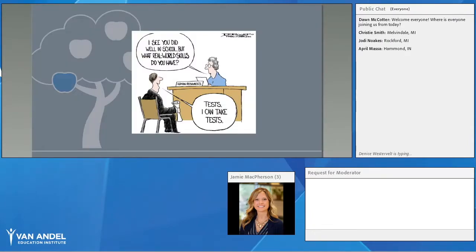So I like to start with this little comic. "I see you did well in school, but what real-world skills do you have?" And he answers, "Tests. I can take tests." As teachers, we know that this is probably the last thing we want our students to leave the classroom saying. So when we think about PBL, we know these are authentic learning experiences, and we want our assessment to match up with that. So we want our assessment to also be authentic. So what does that actually mean? Well, it means that we're creating tasks throughout and at the end that are worthwhile, they're significant, and they're meaningful, and not just to you as a teacher, but equally as important to the students.